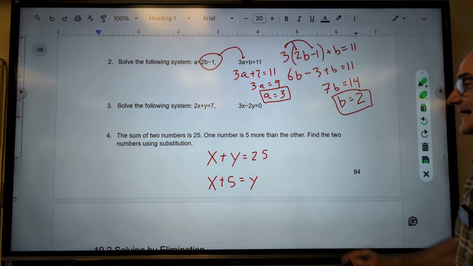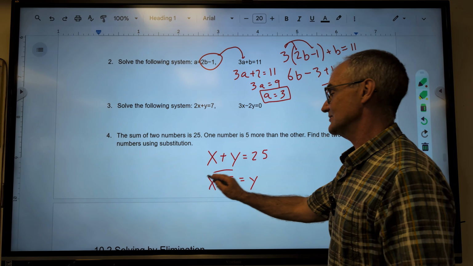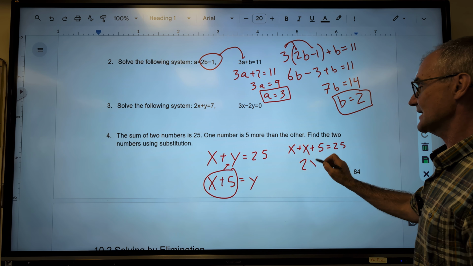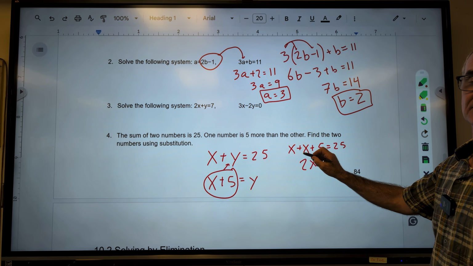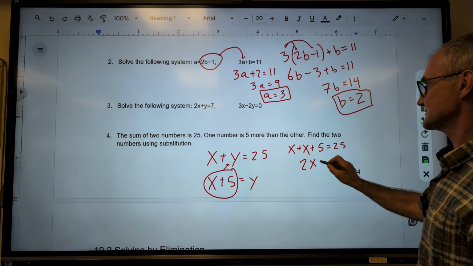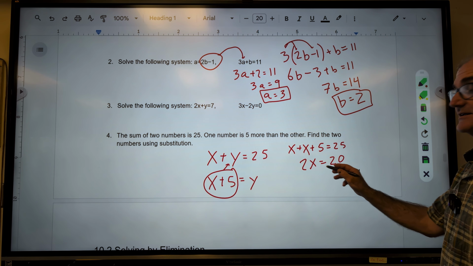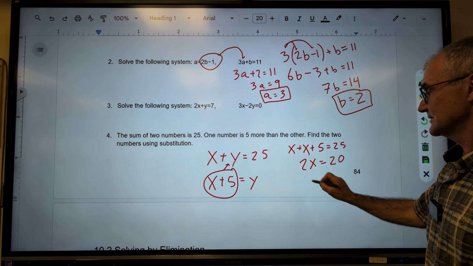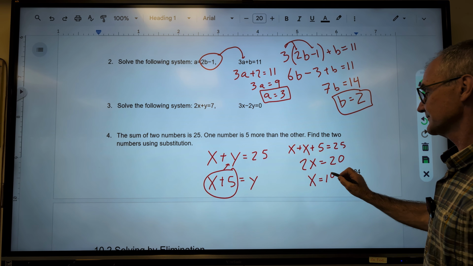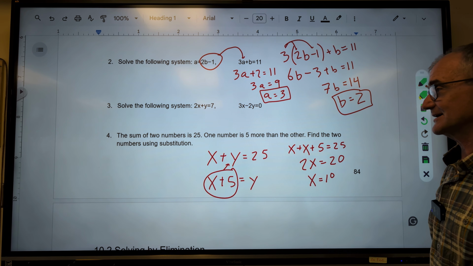Now that I have that, I could take that value for y, plug it in for y, to get x plus y. Well, y is now x plus 5 equals 25. 2x, combining similar terms, subtract 5 from both sides, is equal to 20, 25 minus 5. Divide both sides by 2, x is equal to 10. It's not my answer, it's only half my answer.